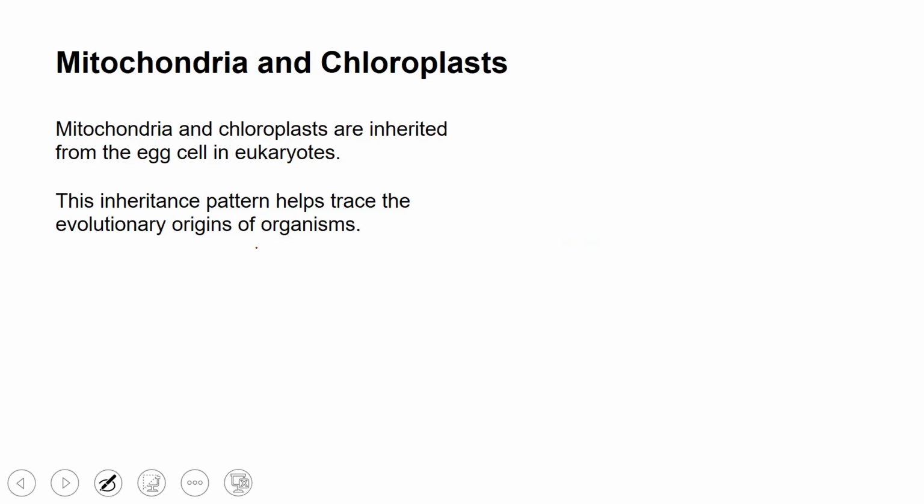So these inheritance patterns help trace the evolutionary origins of organisms. Based on these inheritance patterns, we can trace the evolutionary origin of an organism based on the mitochondrial and chloroplast inheritance.